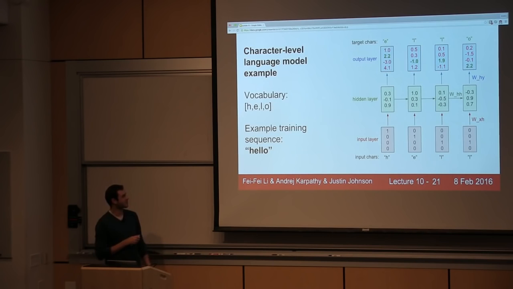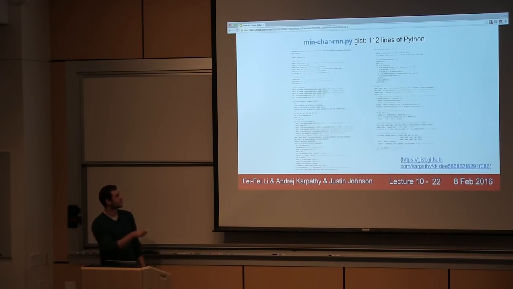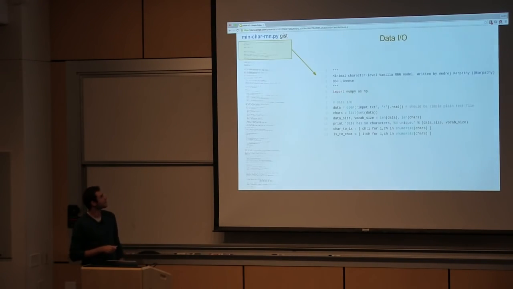Okay, so let's look at a specific example. In fact, if you want to train a character level language model, it's quite short. I wrote a gist that you can find on GitHub, which is a 100-line implementation in NumPy of a character level RNN that you can go through. I'd like to step through this with you so you can see concretely how we could train a recurrent neural network in practice. So I'm going to step through this code with you now.